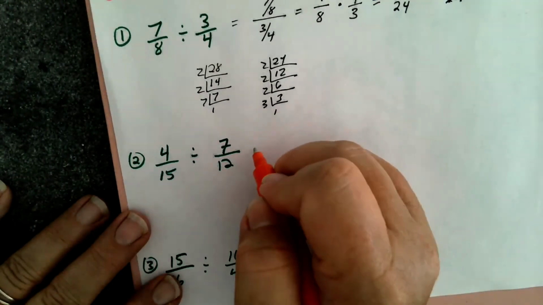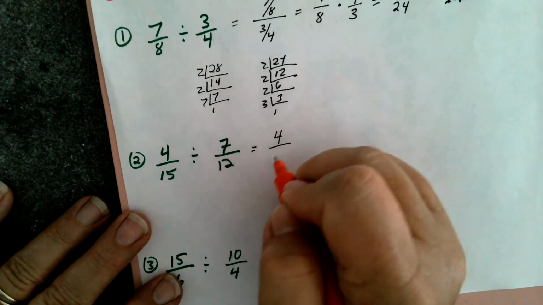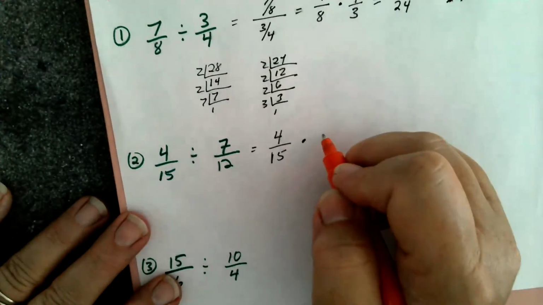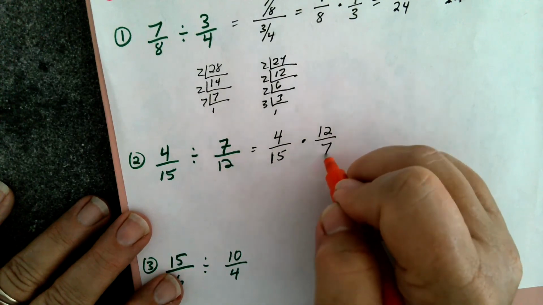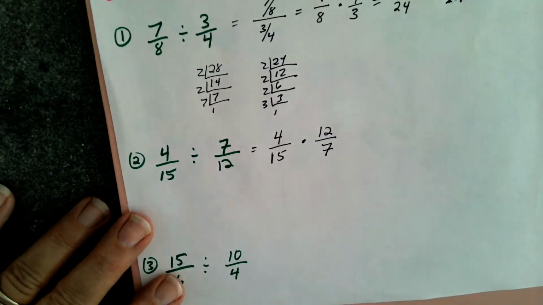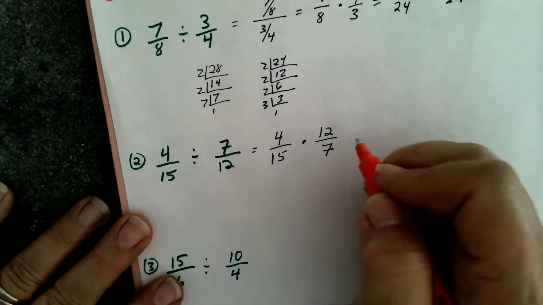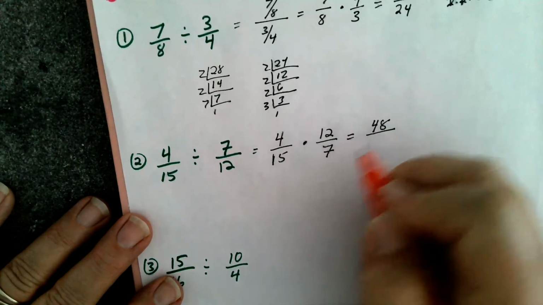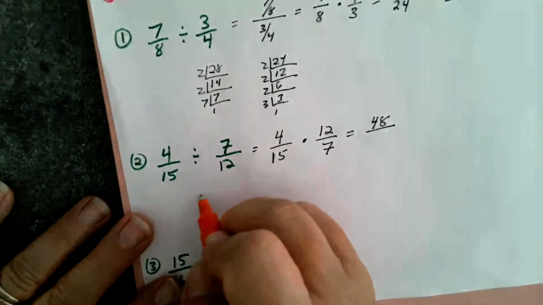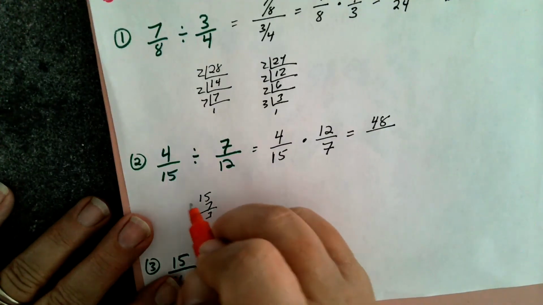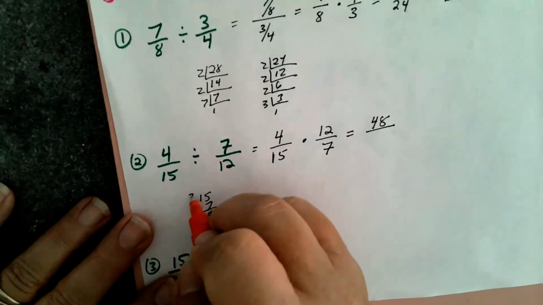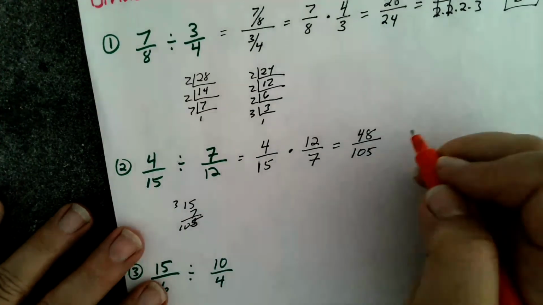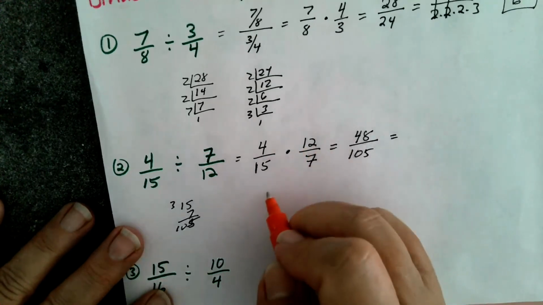So again, this is 4 over 15. I change the division into multiplication by multiplying by the reciprocal. So the reciprocal of 7/12 is 12 over 7. And then once I have multiplication, I multiply my numerators, multiply my denominators. 15 times 7 is 35, carry the 3, so 105. And then I do a factor ladder for both.